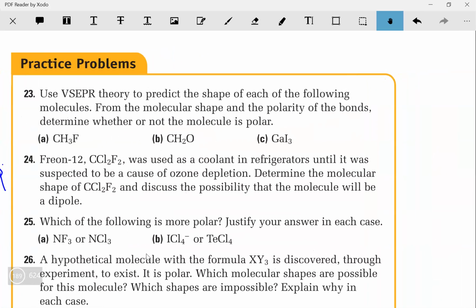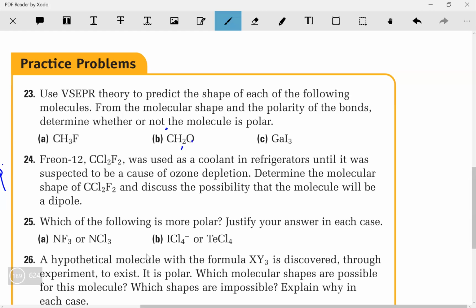CH2O. That's interesting. Again, you would do possibly 4 plus 6 plus 2, 6 plus 6 is 12. So C, H, H, O. 1, 2, 3, 4, 5, 6, 7, 8, 9, 10, 11, 12.